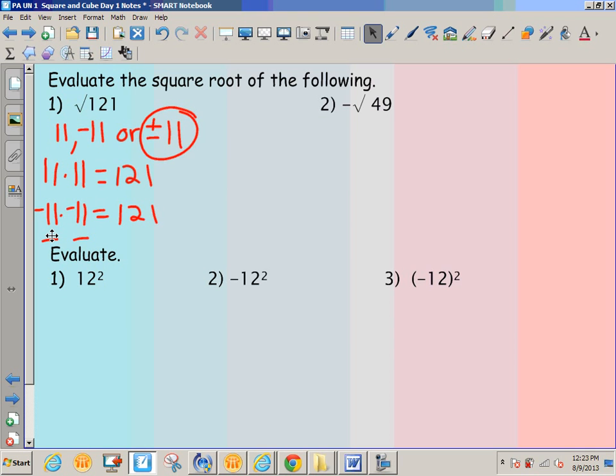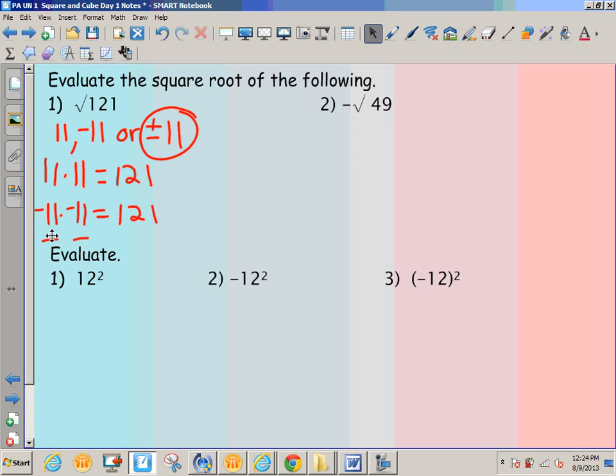Number 2 says the negative square root of 49. So we treat a square root bar just like we would any sort of order of operations symbol. So if I was going to do something in parentheses, my eyes would go to that. That's what I would do first. Well, it's the same thing here.